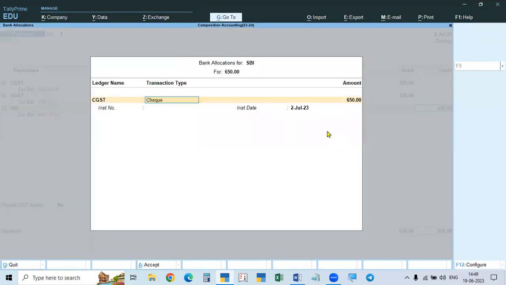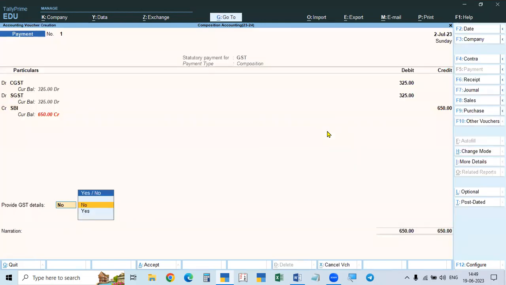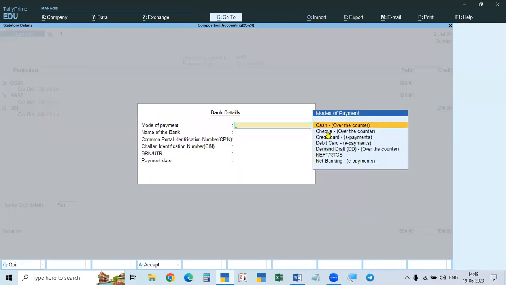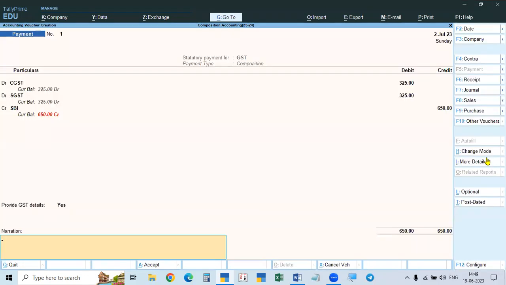And come here. Here we'll pay, for example, e-fund transfer. We take it as NEFT you are paying, for example. So NEFT or RTGS and everything is there. And here, details of the payment you have to give. Provide GST details, go to yes, take yes. Here, mode of payment, how you are paying: NEFT, RTGS, or cheque, you will take that. What is the bank name? SBI. Name of the bank, SBI, and there will be numbers. All these numbers will be entered there, and then bank number and all this. Payment date, 2nd July, we are making the payment. So like this, we have to make the payment.